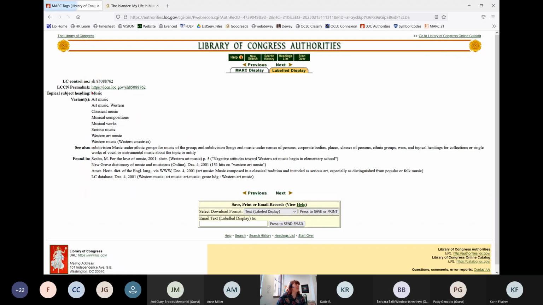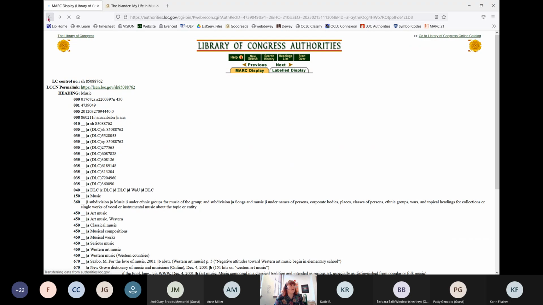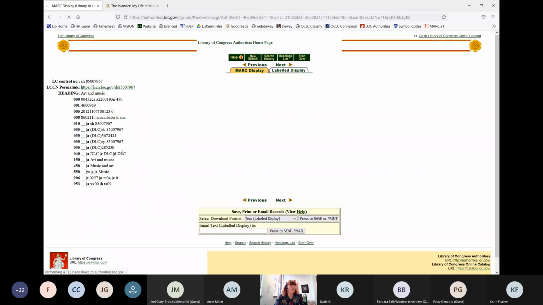We can put music in 650. The first indicator is probably going to be blank unless you know how much of it really does show up. That second indicator is going to be a zero because we're using the Library of Congress subject heading. Subfield A is going to be music. Now in subfield V, you could put autobiographies. That would be fine in that V, form of the thing. And as I mentioned on this page, let's look at art and music. Art and music is also a heading. So there you go. There's two subject headings that probably go into this.